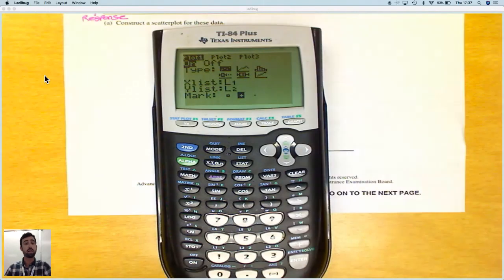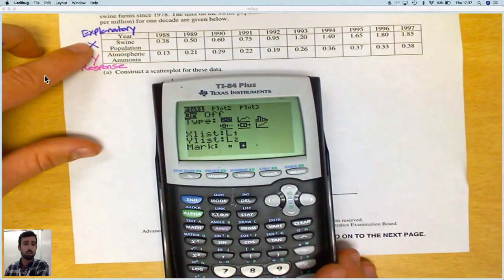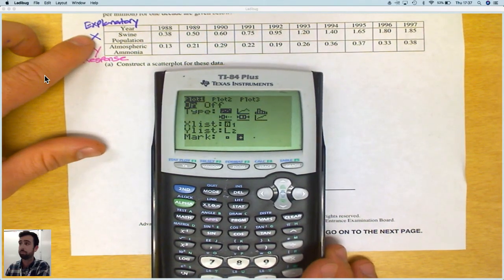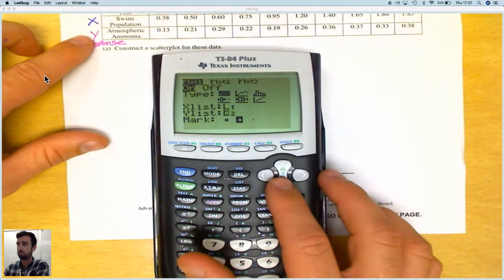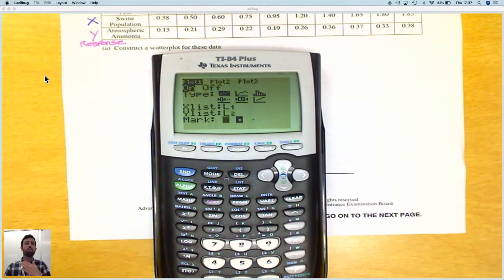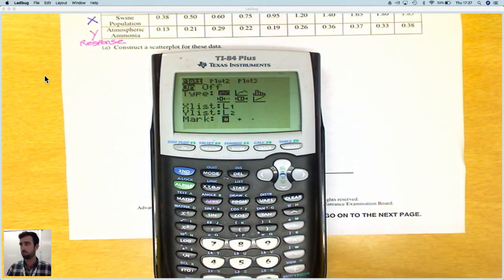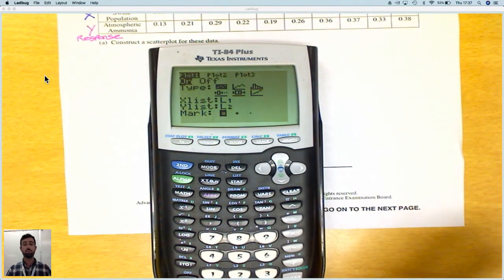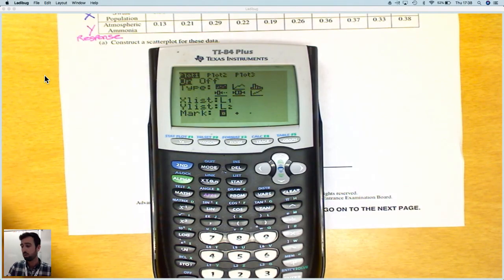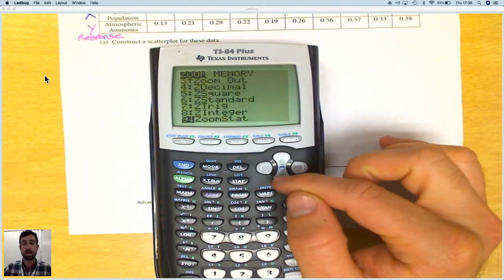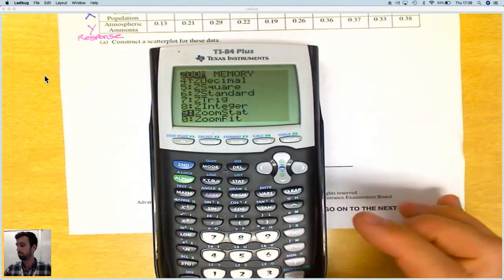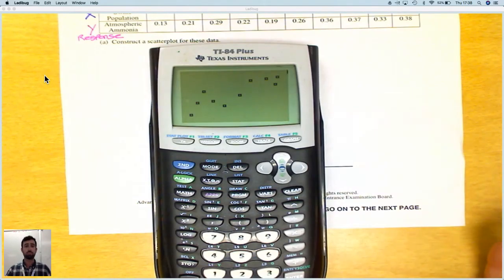Our X, remember, our explanatory variable was swine population, and we put that in L1. Atmospheric ammonia was our Y, so that's our L2. And then the mark is just what you want to see when you're actually looking at the data points. Doesn't really matter. I like this one, just personal preference. After that, we want to tell our calculator to zoom in on the statistics that we entered. So we hit the button zoom, and we go all the way down to number 9 that says stat. Right there. Boom. And then there we see it.